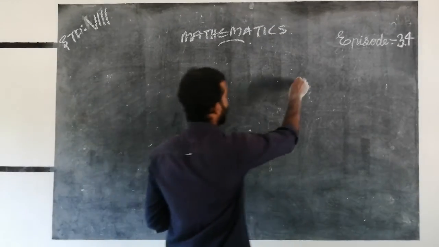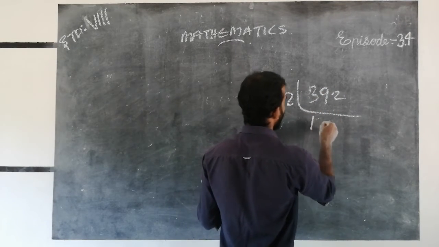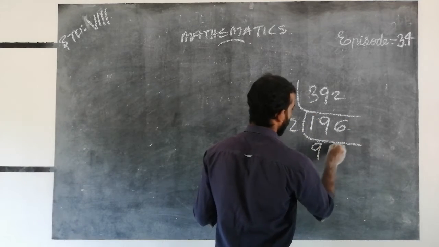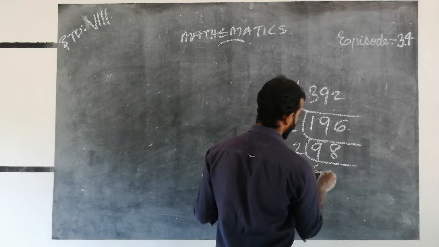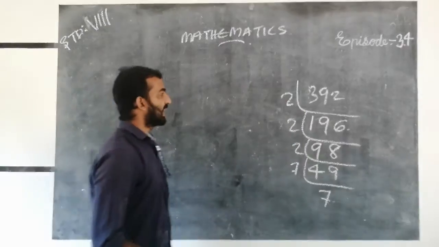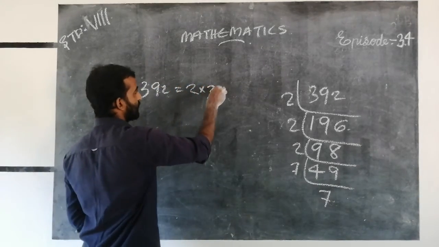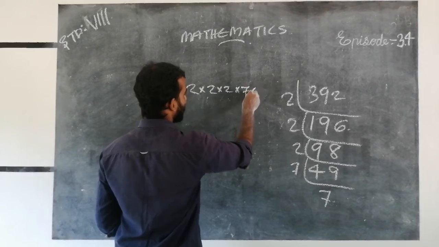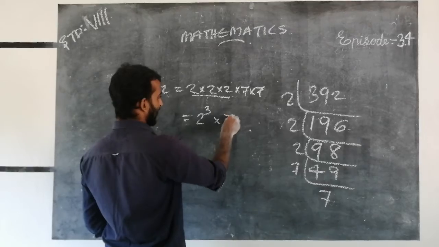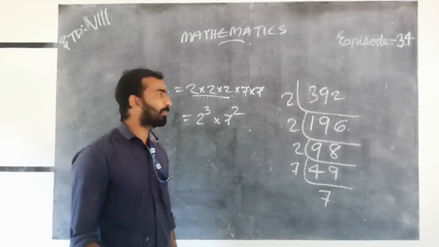That is 392. That is 196. That is 98. That is 49. That is, here when we take the prime factorization, that is 2 into 2 into 2 into 7 into 7. Here is 2 cube, and there is 7 square. We want also a 7. So we multiply by 7.